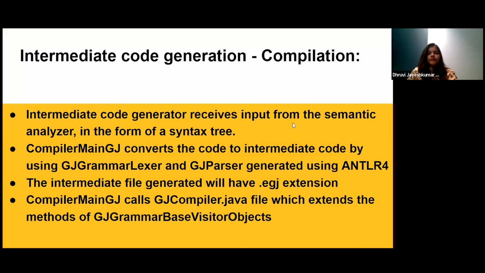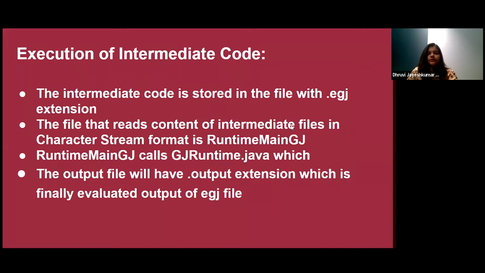Intermediate code is generated by the compiler we have. Our compiler's main file is CompilerMainGJ, and there are the GJ grammar, lexer, and GJ parser that are created by ANTLR4. Then the .egj file is created as intermediate code, and that is taken by the runtime. There are four files in the runtime folder. The first one is RuntimeMainGJ, which takes the intermediate code .egj file and converts it into .output extension files that have the execution of that intermediate code.